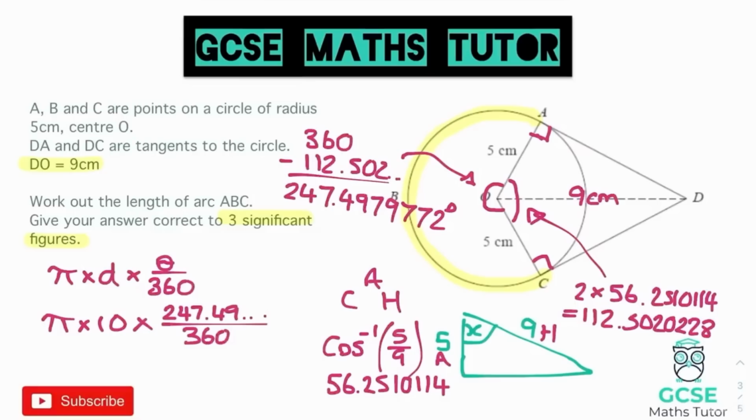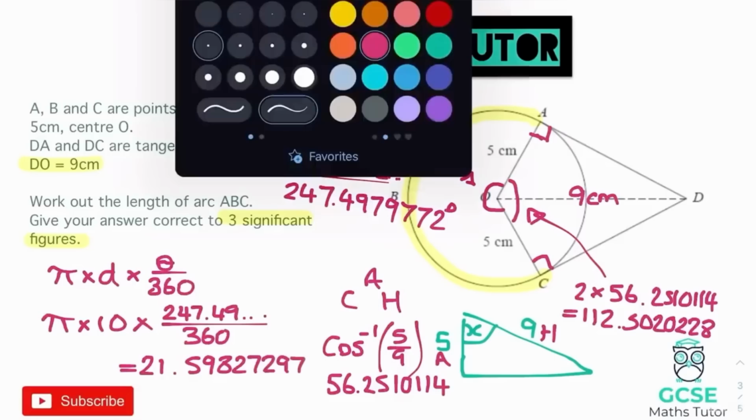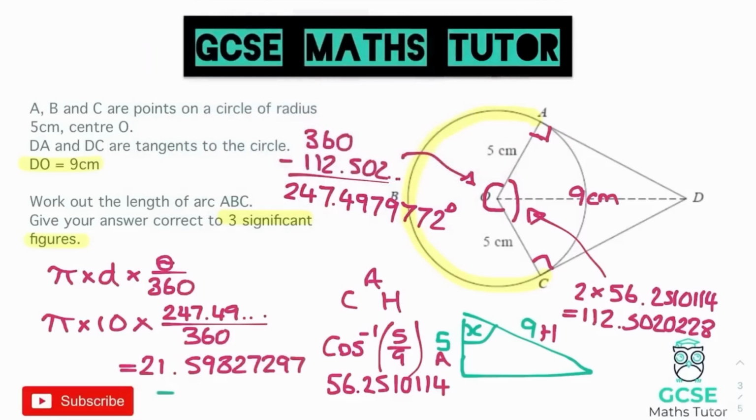So again, I'm going to use the answer button on my calculator. So leaving that answer there, pi times 10 times, pressing my fraction button, answer over 360, and it gives us an answer here which comes out as 21.59827297. And again, referring back to the question, it wants it to 3 significant figures, so that's going to be 21 point, the third significant figure is the 5, it's a 9 afterwards, so that's going to go up to 21.6, and the units are centimetres, so we get 21.6 centimetres for this question.